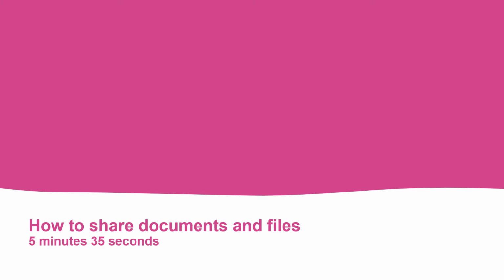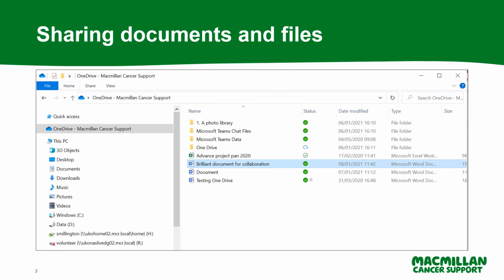With OneDrive, it's really easy to share documents and files with colleagues. Let's take a look. You may have previously shared documents that you're working on with someone else by adding it as an attachment in emails or perhaps uploading it within a channel on Teams. As long as the document or file that you want to share is saved to OneDrive, you can now easily share those documents through different Microsoft applications.